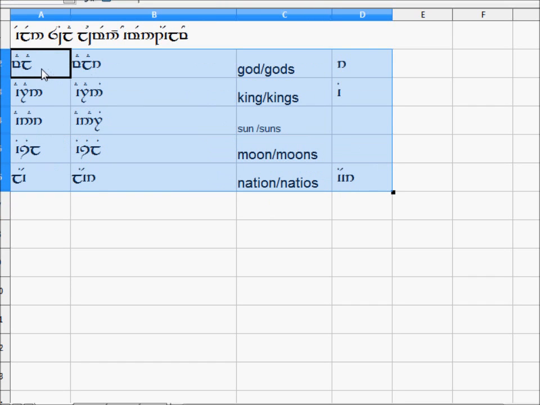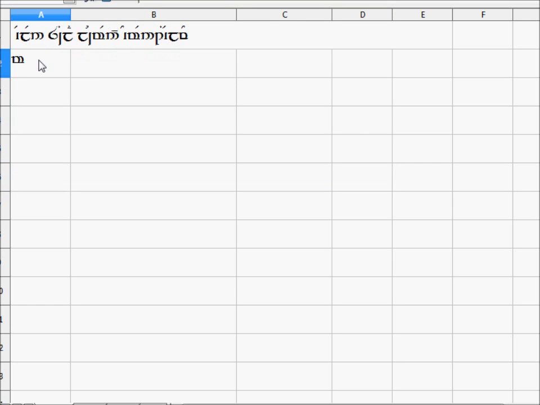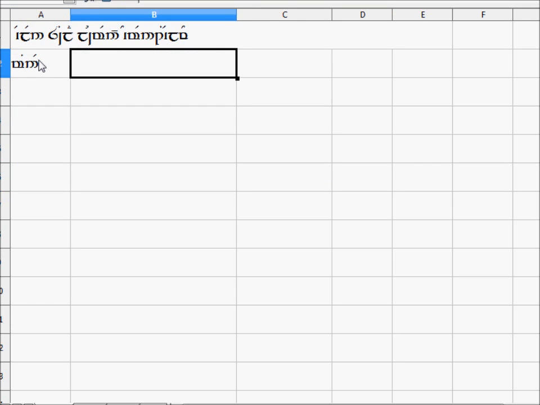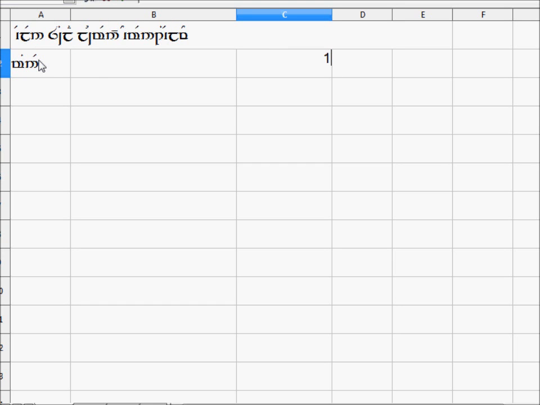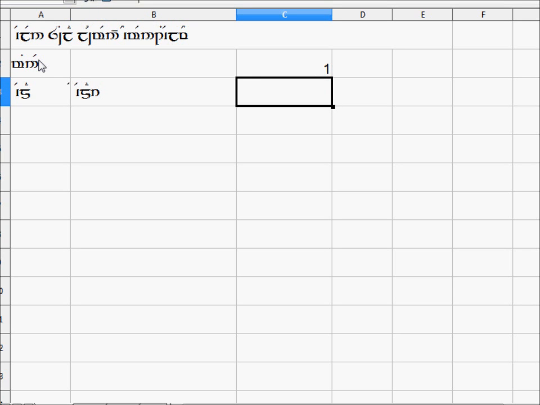Let's go over some vocabulary that you have to memorize for this lesson, and let's start with mine, which is one. Anar, Isil, I have already talked about that. Elda, this is very interesting. In plural would be Eldar. And this means elves.